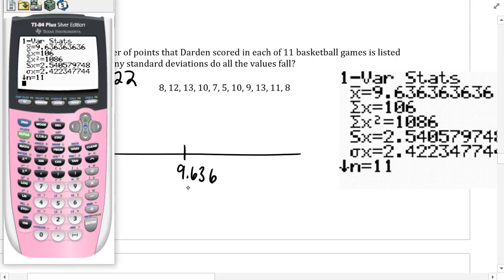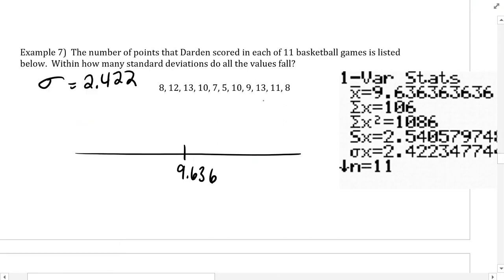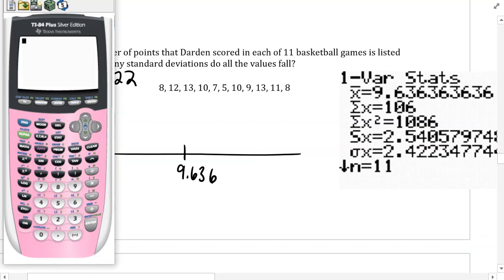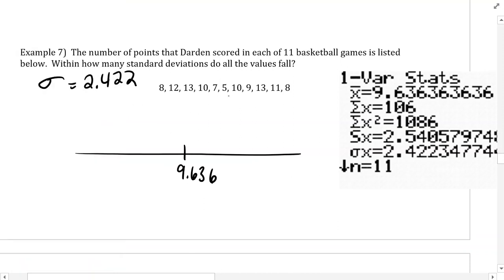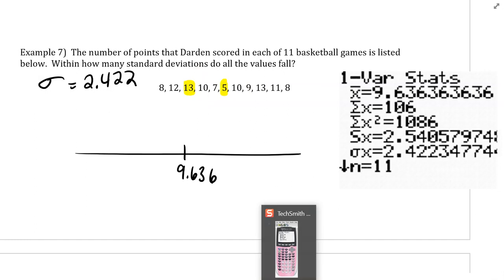Okay. So let's find... I'm also going to go down and say my lowest is 5 and the highest was 13. So I'm just going to highlight them because these were not in order.